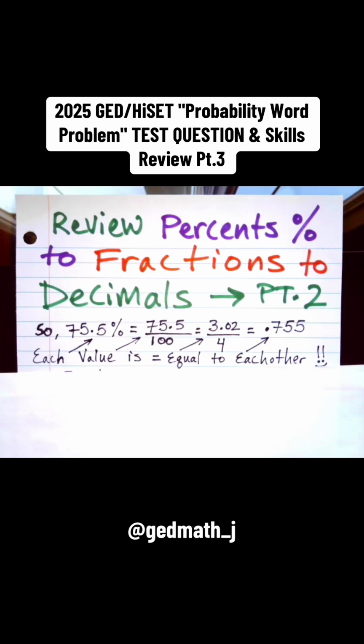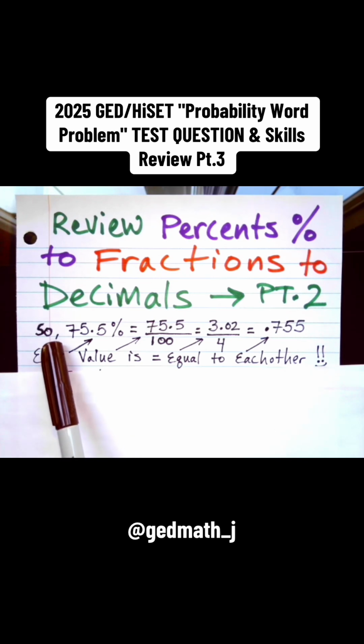This is part 3 of a probability word problem that you will see, a type of word problem you'll see on the GED math and the HiSET exam. This is the third part, and again, we're reviewing skills. So we are reviewing converting percents to fractions, and then fractions to decimals. This is part 2 of this particular skill.